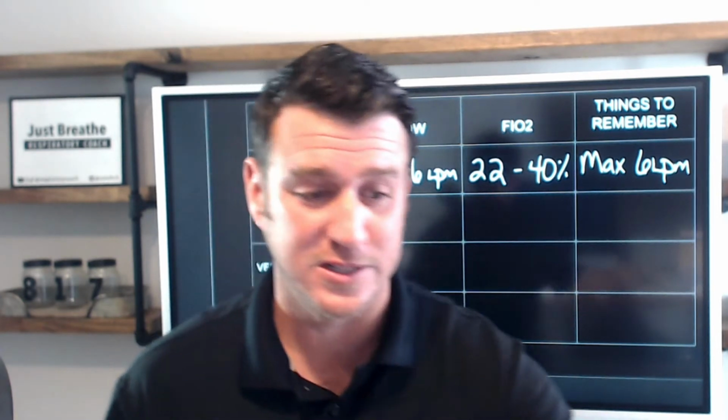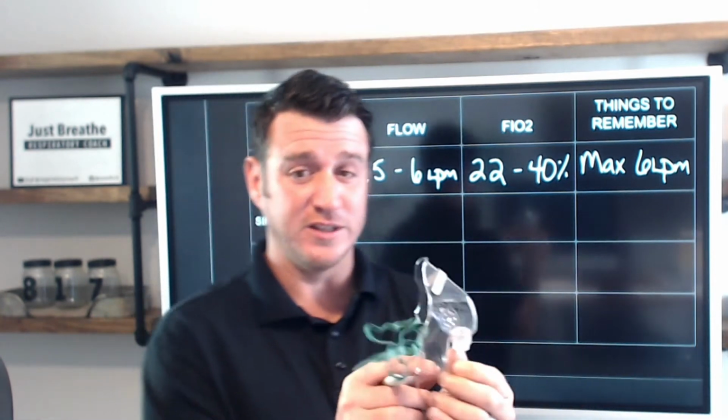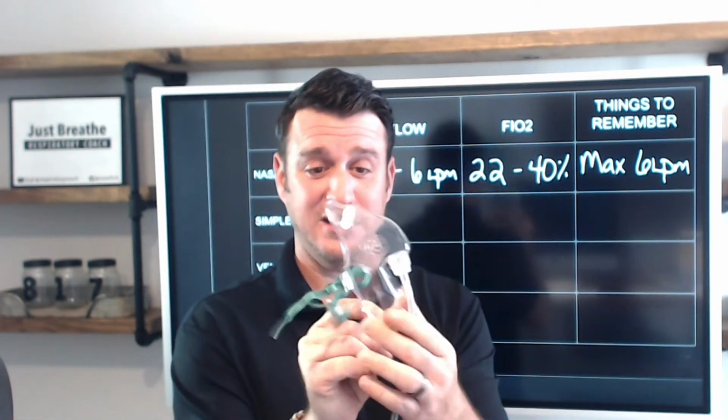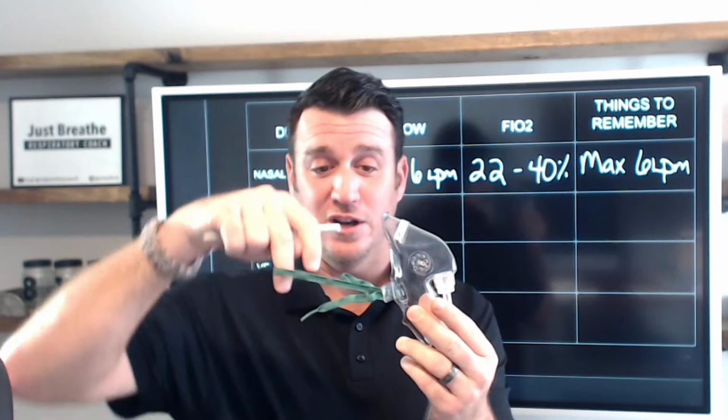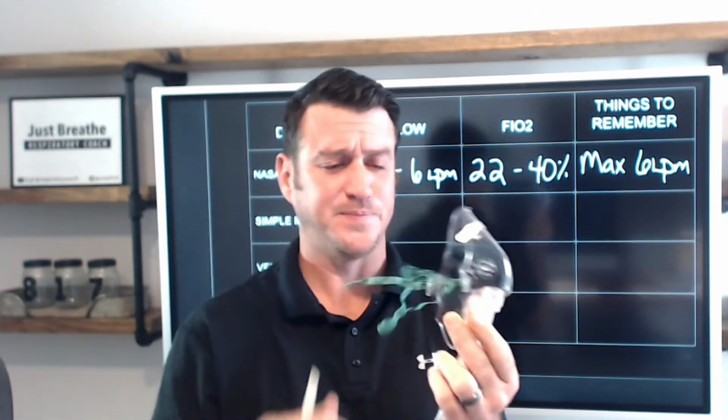Now, the second device we're going to talk about is what we call the simple mask. It looks like this. You can see that it fits over the mouth and nose, and then this goes around the back of the head.